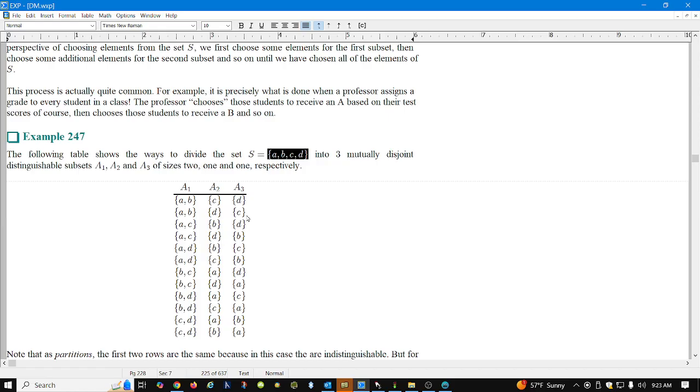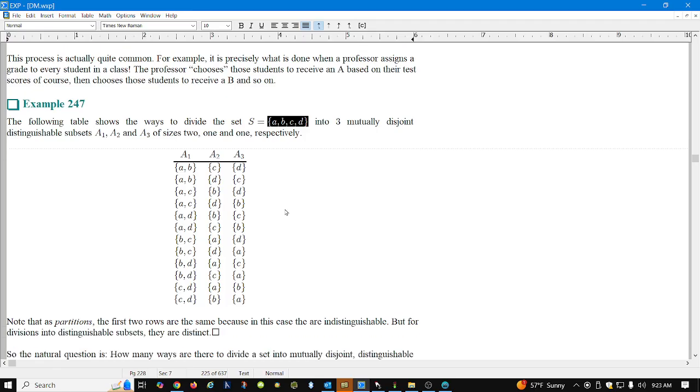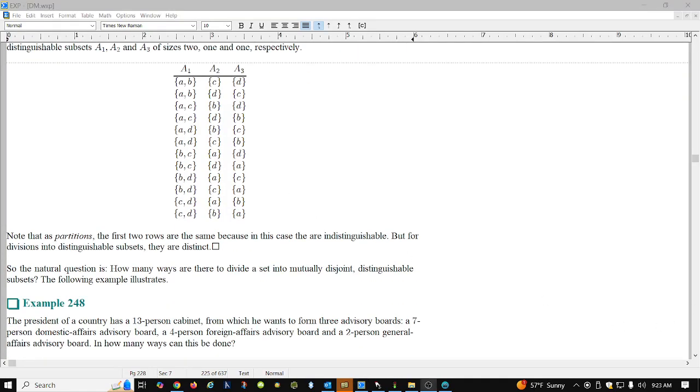But if we were to think of this as partitioning, these two would be the same because then the subsets would be indistinguishable. So that's the key difference between what we're doing now and partitioning a set. Well, so the question becomes, how many ways are there to divide a set into mutually disjoint distinguishable subsets? And we specify the sizes of each subset.